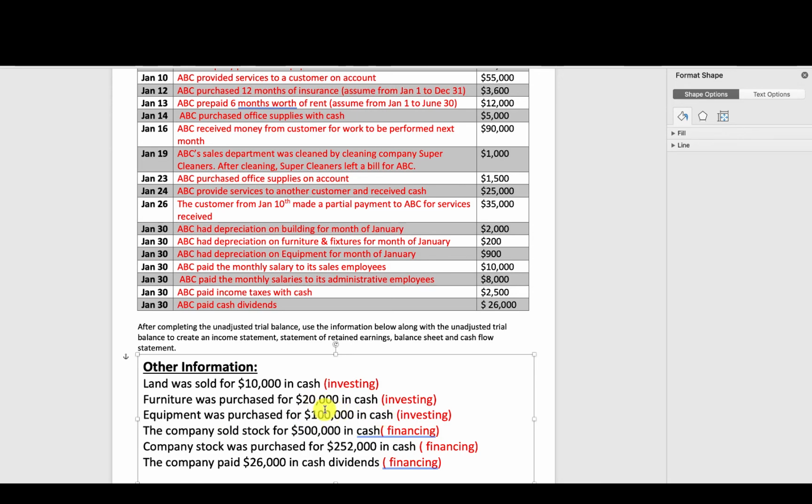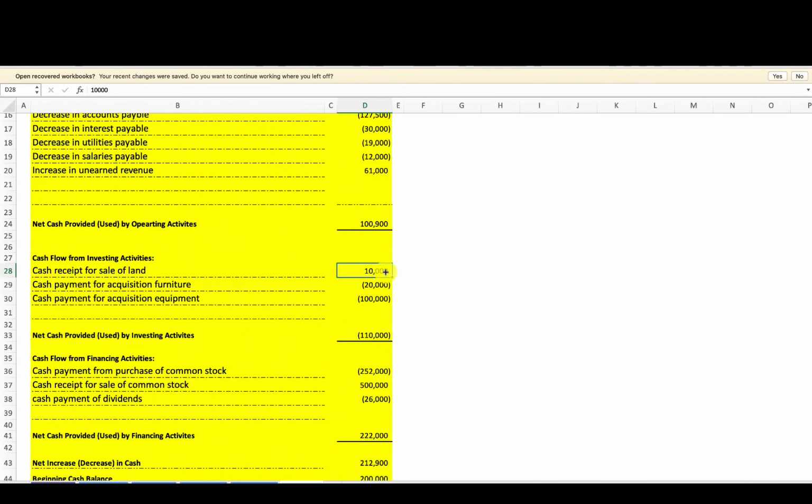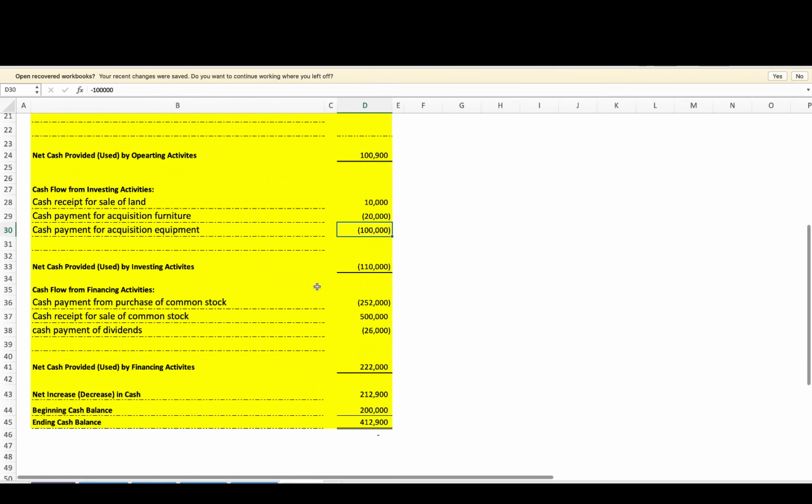So we have 2 negatives and 1 positive. So I'm going to take the 10,000 positive plus the 20,000 negative plus the 100,000 negative. I add those together, I get 110,000 negative. So this was spent on investing activities. Now we go to financing activities.